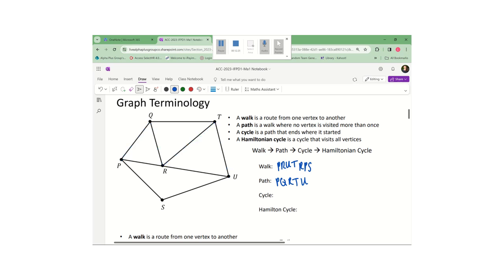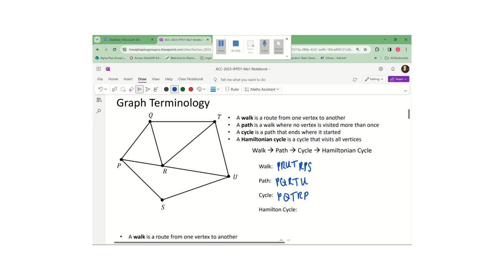A cycle is a path that ends where it started. So if I started at P, I'd have to end at P. So an example of that might be going from P to Q, and then from Q to T, and then from T to R, and then from R back to P. So how I describe that is P, Q, T, R, P in that order. That's the order in which I visited the vertices. And I ended where I started. That is a cycle.